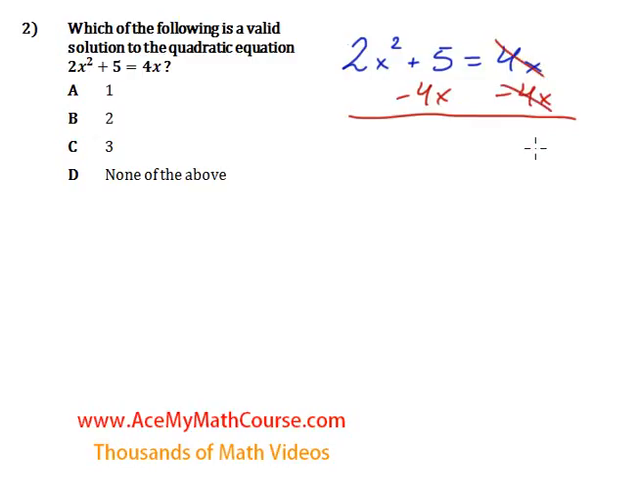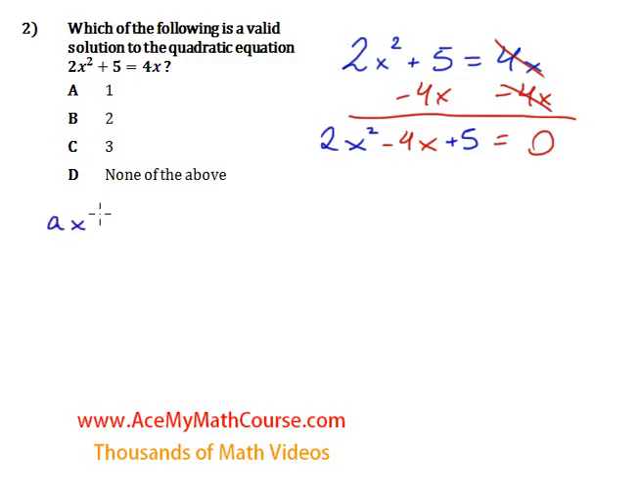4x minus 4x is 0. So, just going to copy everything else down here. So we end up with 2x squared minus 4x plus 5 equals 0. Great. Now let me use the quadratic formula.